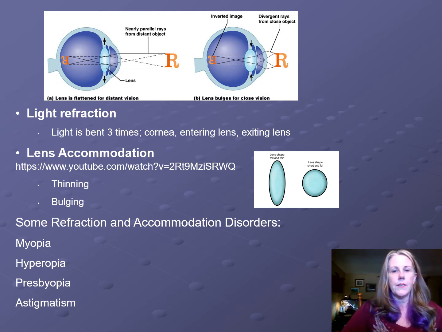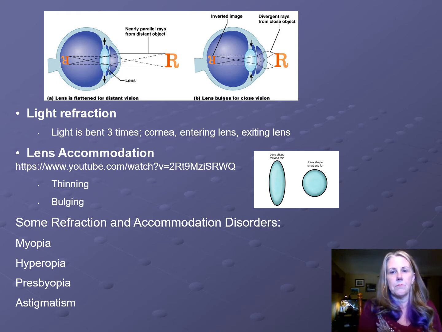Now, if you look at the top picture, it shows you the pathway of the bending. Even though it gets bent 3 times, ideally we want that light to hit the retina. We want it to kind of dead end on the retina, and that's how we get our best vision.